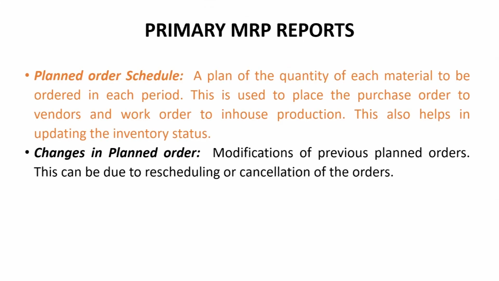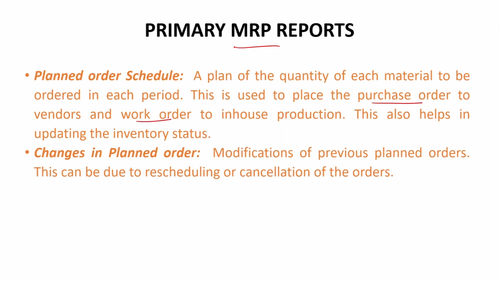Now let us see what are the various reports which are generated in MRP. The planned order schedule is obviously the most important report which is required. It is a plan of the quantity of each material to be ordered in each period. This is used to place purchase orders to vendors and work orders to the in-house production. This also helps in updating the inventory status. Then, if there is any change in the planned order, that is a modification of the previous planned orders, this can be due to rescheduling or cancellation of the orders. So, the change in planned order reports are also prepared by the MRP.